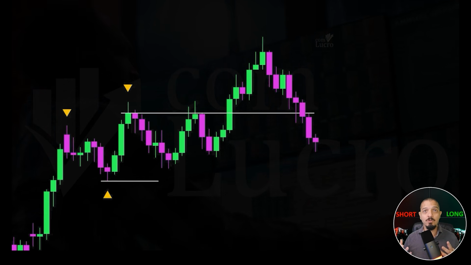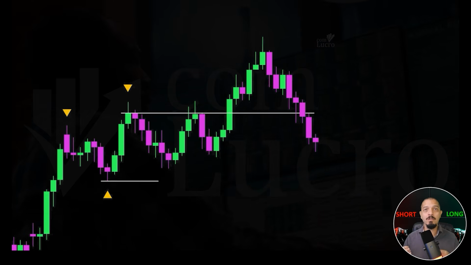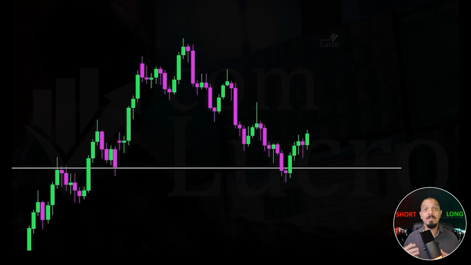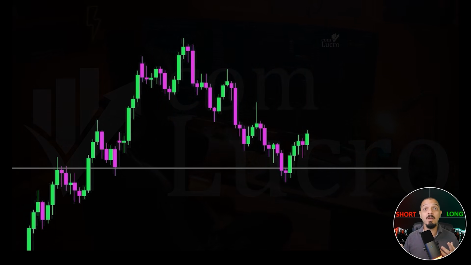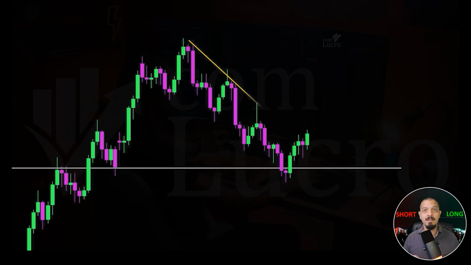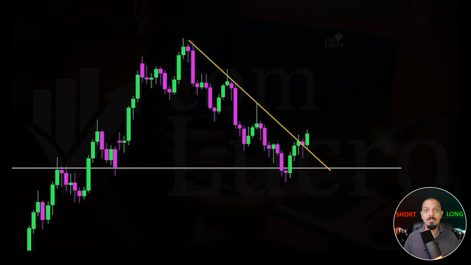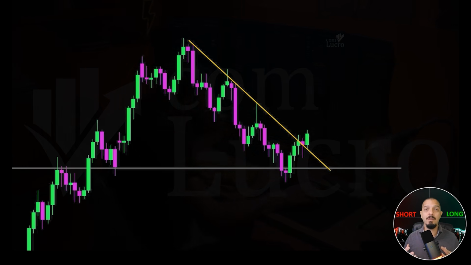You can also zoom into a lower time frame to refine your entry. After price returns to your demand zone, switch to the lower time frame. You'll often notice a short-term bearish correction, which represents the pullback from the higher time frame. Draw a trend line across the wicks with the most touches and wait for price to break above it.